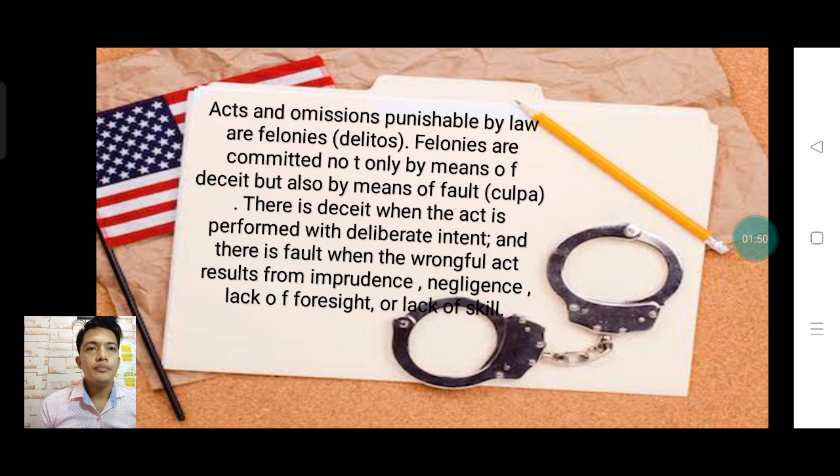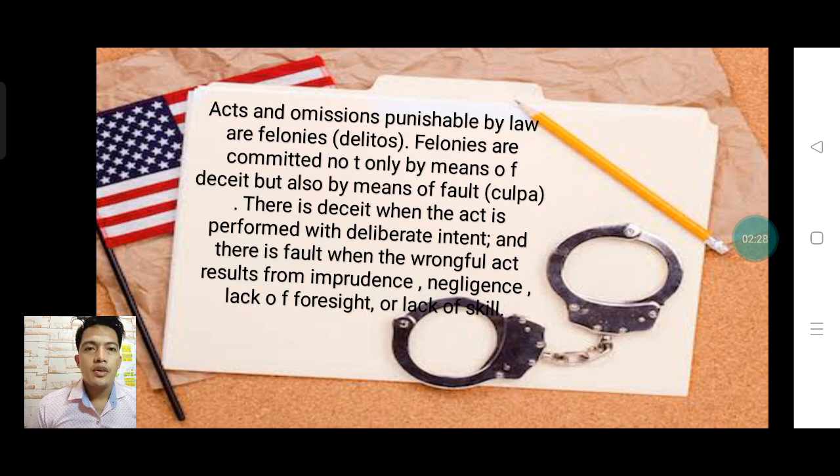Now, to understand more about what is felony, we will discuss it word for word. So first, what do you mean by acts? Acts: it is an act which involves bodily movement from one place to another, tending to produce an effect in the external world.